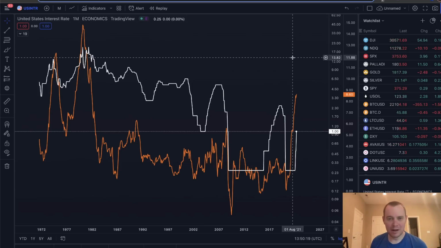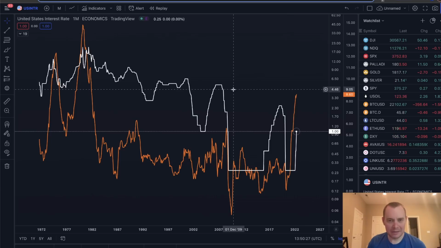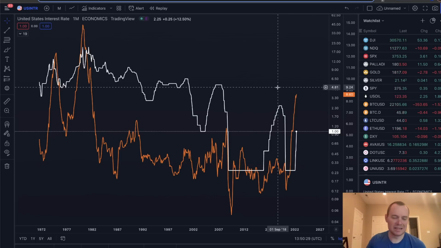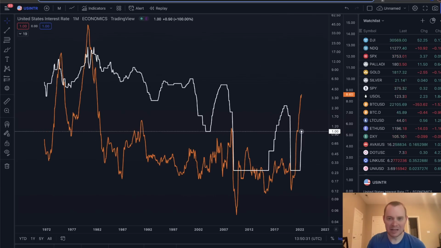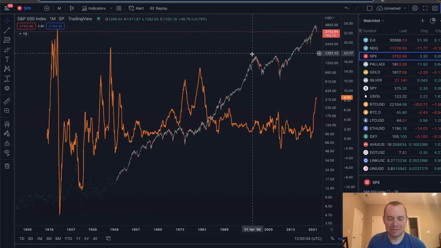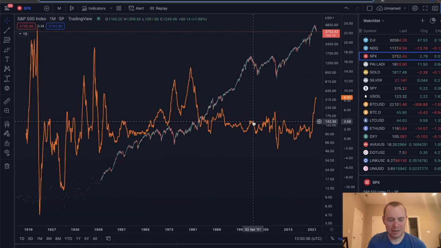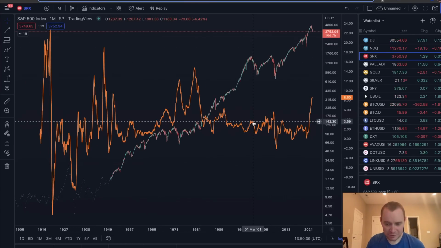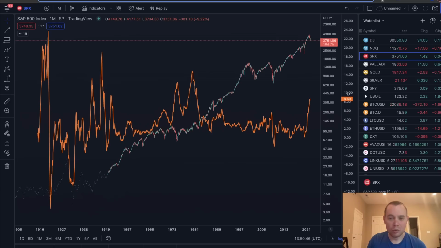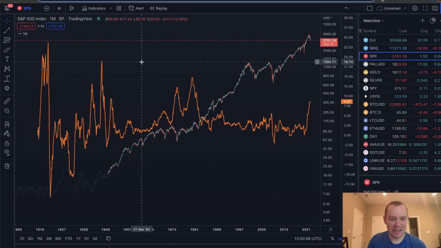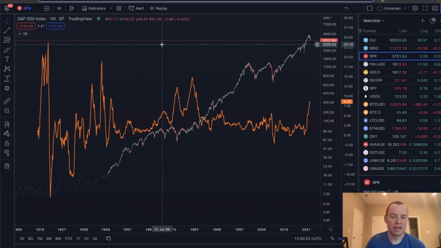But if they do raise it 75 basis points, this will be a somewhat change in the communication that we've previously received. So with all that in mind, we need to figure out why this matters in relation to the stock market. Well, if you look at the S&P 500 and overlay it with inflation, this is what you get. What's interesting is there are previous periods of time where inflation went sky high, and we can look to see what happened during that time with regards to the stock market.